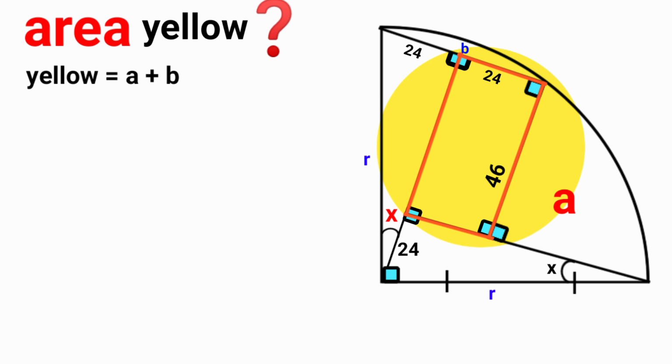Now look at this quadrilateral. Since all four of its angles are right angles, the quadrilateral is a rectangle.